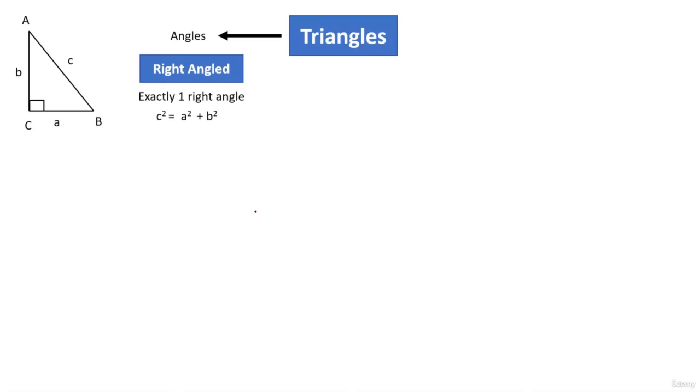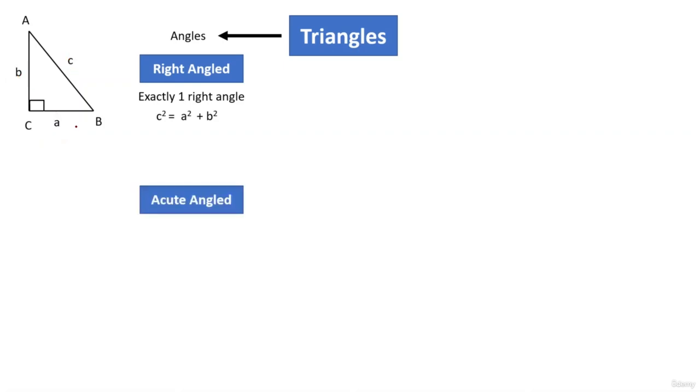So for a right angle triangle we have something called the Pythagoras theorem. The side opposite to 90 degrees, whichever it is, its square will be equal to the sum of the squares of the other sides. This is called the hypotenuse and these are called the perpendicular sides, B and A in this case. So the square of the hypotenuse is the sum of the squares of the perpendicular sides. This is the Pythagoras theorem.